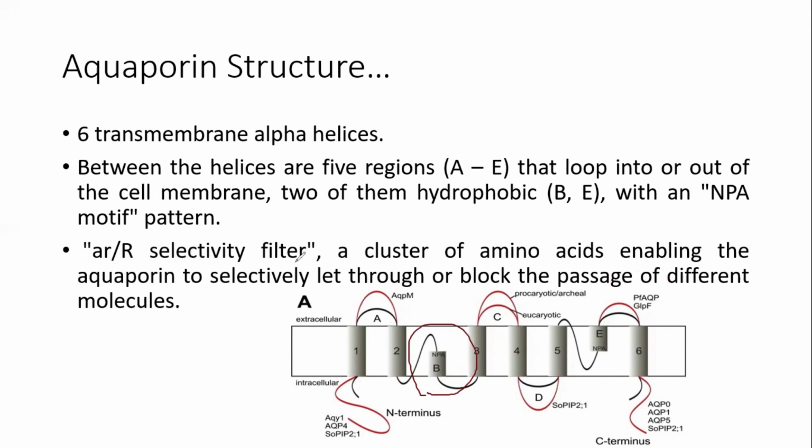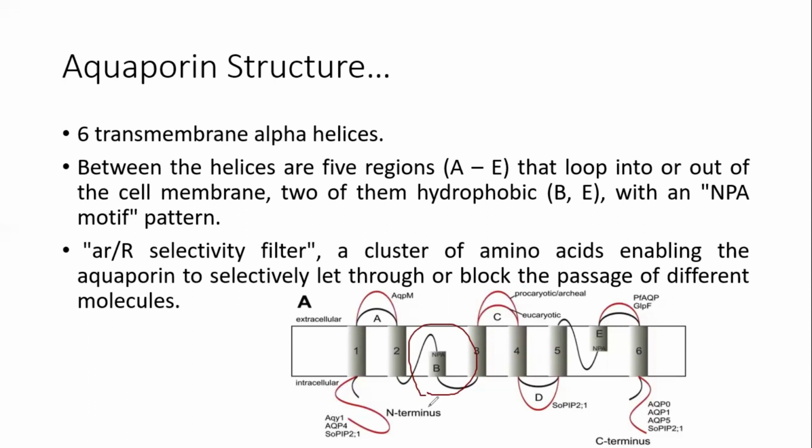Now, AR/R is the selectivity filter, which is a cluster of amino acids which enable the aquaporin to selectively let through or block the passage of different molecules. Clear? Is it clear, guys? So, यहाँ का selectivity filter क्या करता है? It will allow only water to pass and does not allow the other ones.